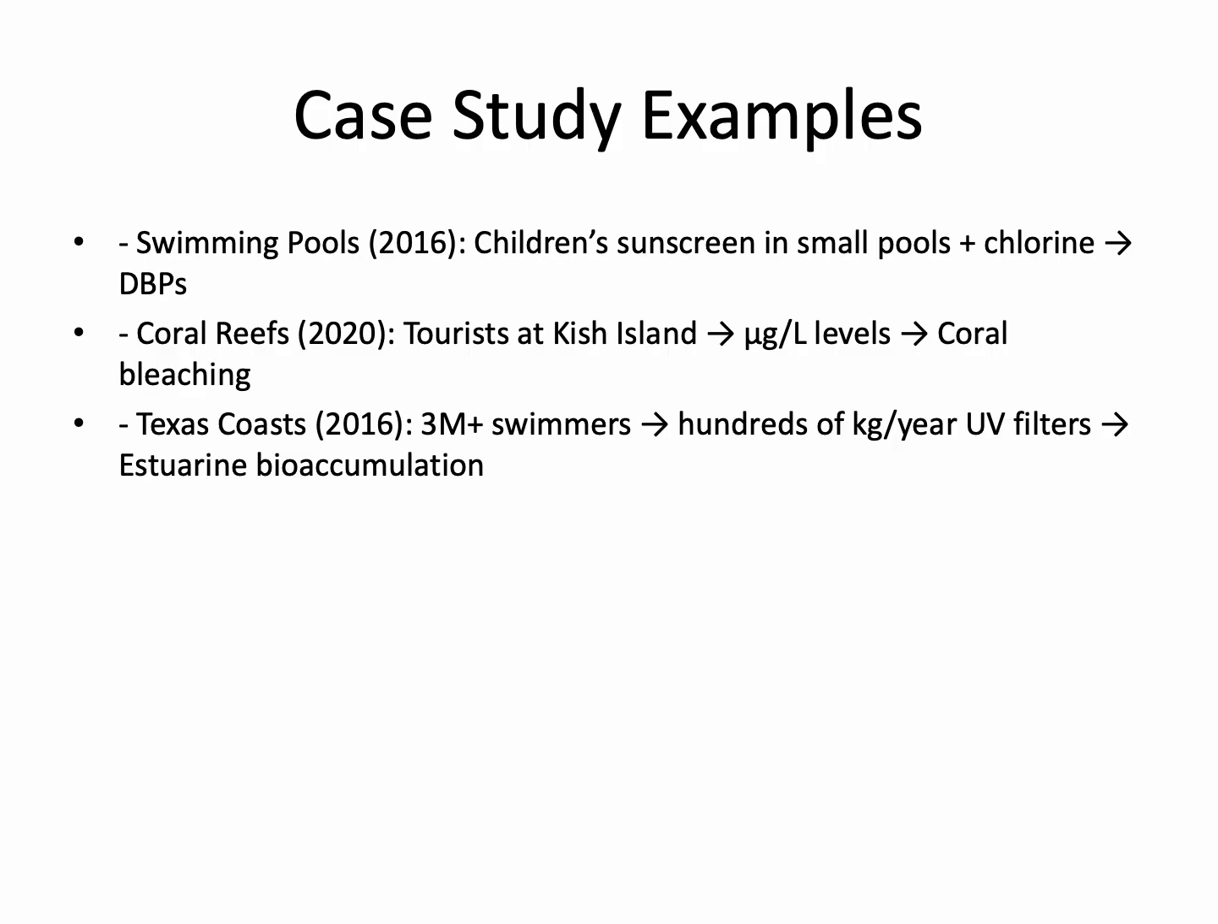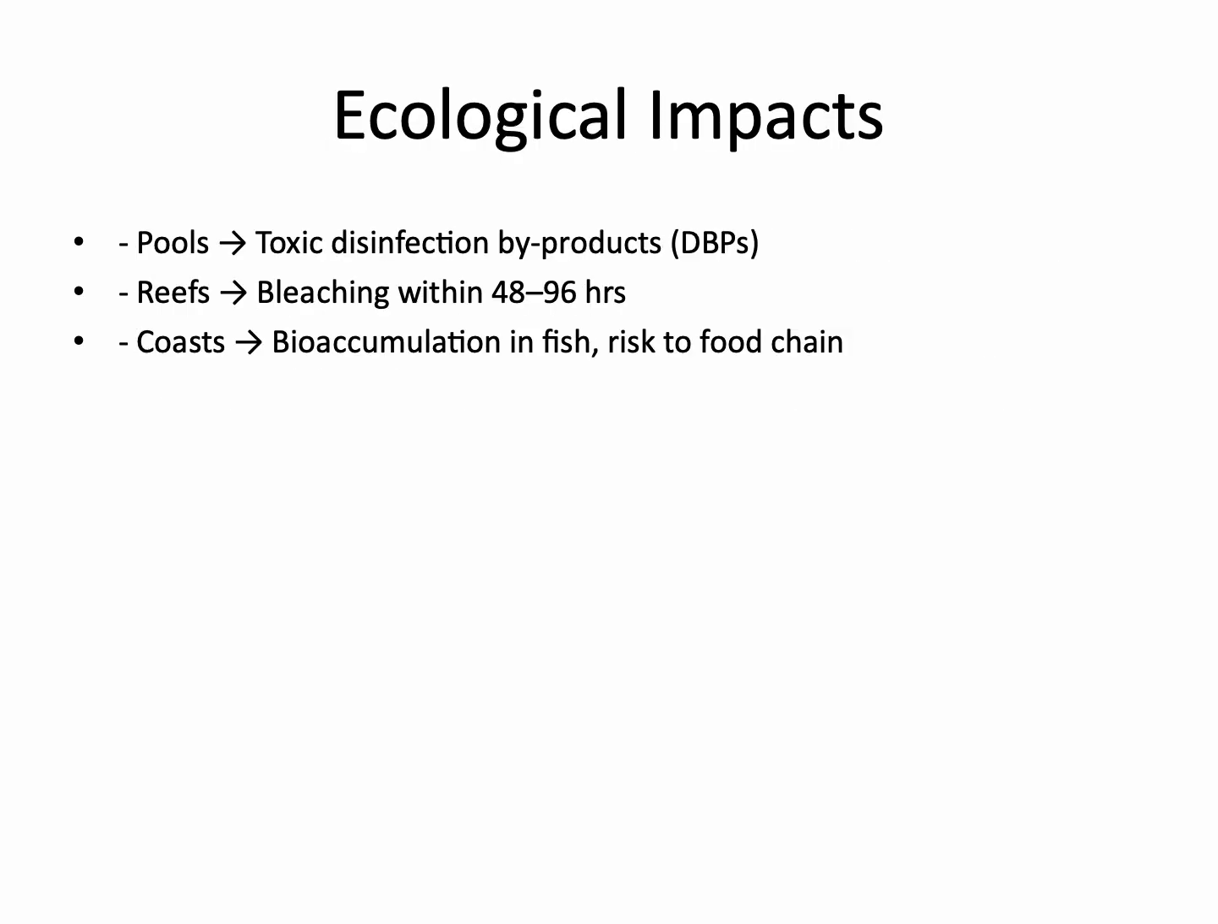And the other one was also published in 2016. It was a Texas coastline. I looked at how many coastal zone areas we have and how many tourists are going there, and based on that predicted the potential risk that we are expecting. So in each case, in the pool, I highlighted toxic disinfection byproducts for the risk of bleaching within 48 to 96 hours. And for the coastline, I highlighted bioaccumulation in fish and risk on the food chain.